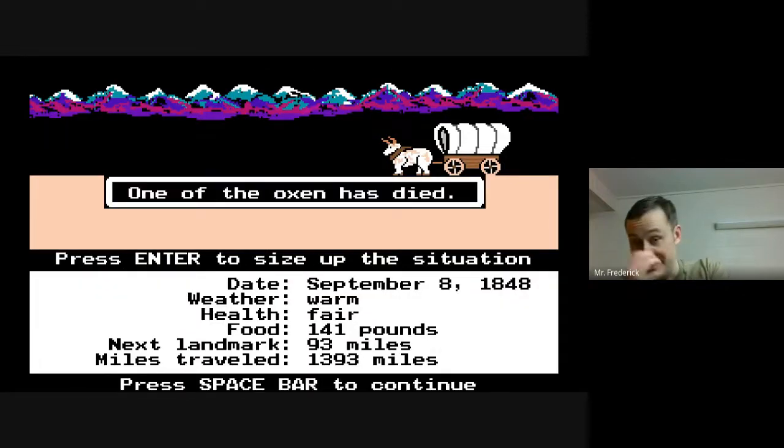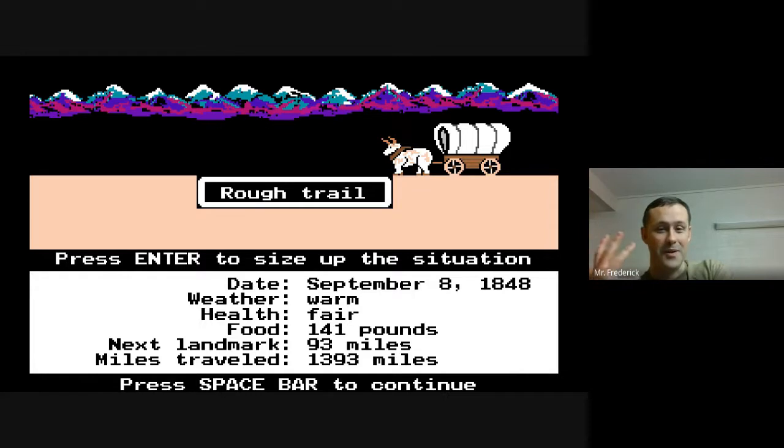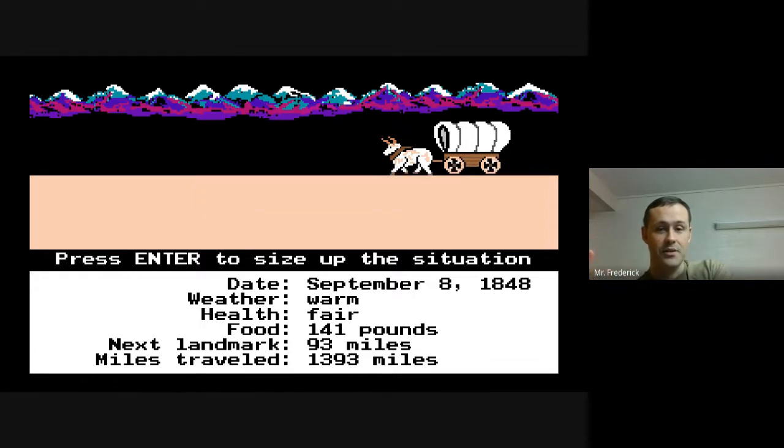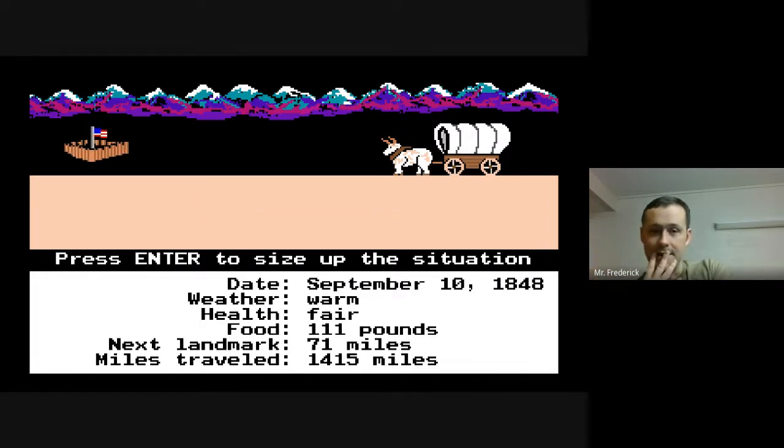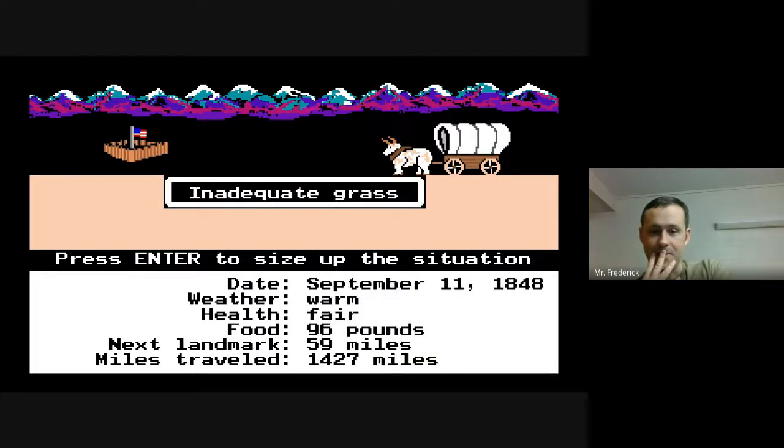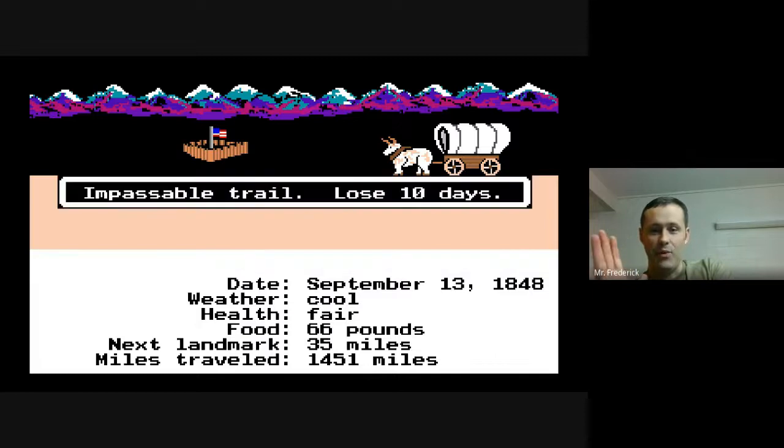One of my oxen has died. That puts me down to 5 out of 6. My health is fair. I've got 140 pounds of food. I am on a rough trail. That's not good. Something might break or an oxen might get injured. Next landmark is in 83 miles, 71 miles, inadequate grass, 59 miles. Okay, I'm hoping if I can get to this fort.